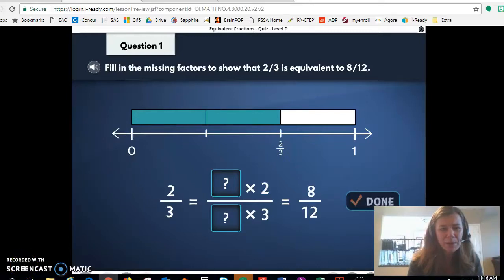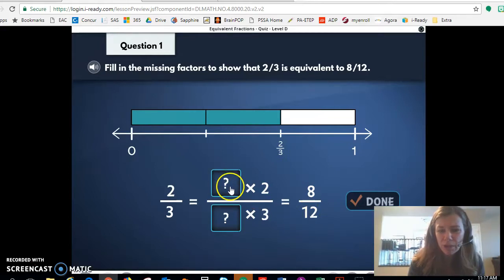Hello! This is one of the problems that you had in your quiz for equivalent fractions. Fill in the missing factors to show that 2/3 is equivalent to 8/12. To begin, we write 2/3, and we have to decide what we can multiply by to get 8/12.